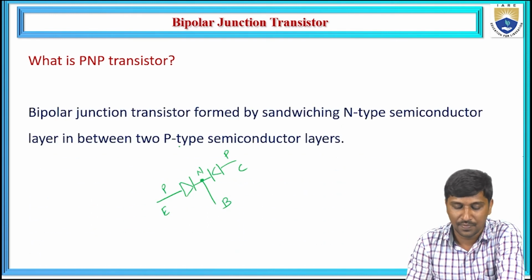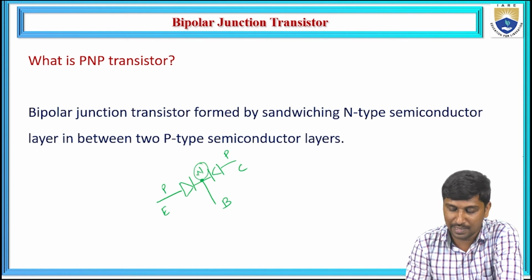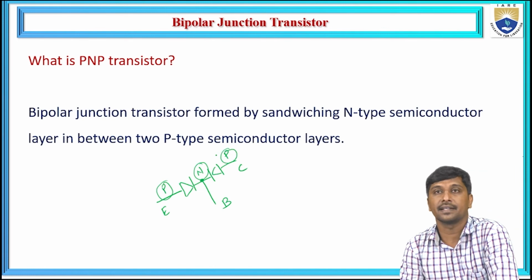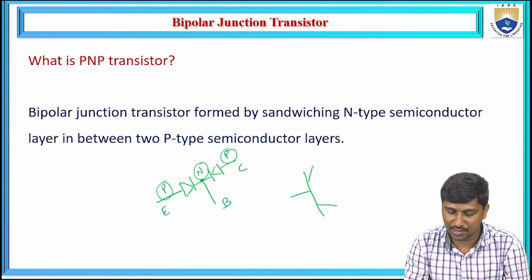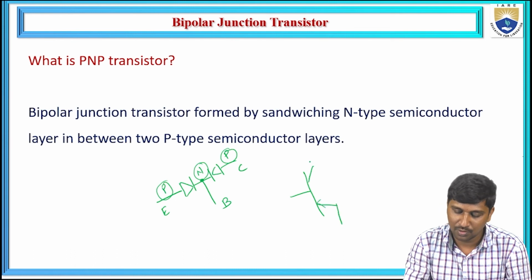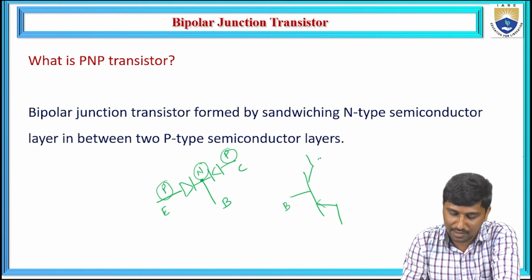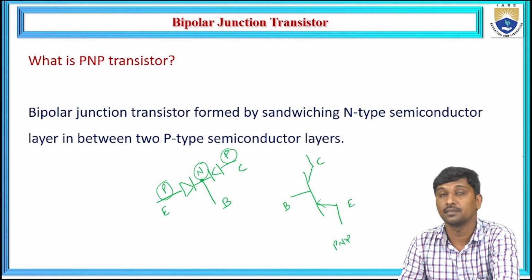In this case, the bipolar junction transistor is formed by sandwiching an N-type material in between two P-type semiconductor layers. And the symbolic representation of this PNP transistor shows the current flow direction inside the transistor. So this is base, collector and emitter. This is the PNP transistor.